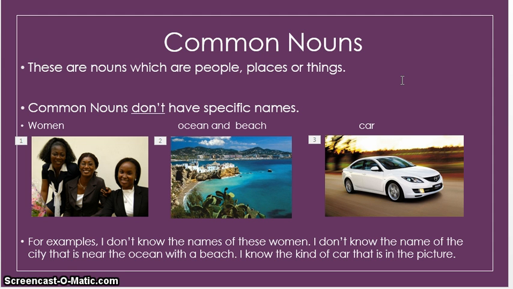I don't know the specific names of these women. I don't know the name of the city in picture 2. And I don't know the kind of car that is in the third picture.